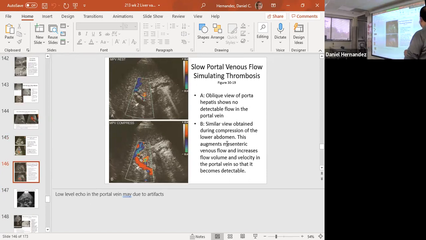So again, slow portal venous flow simulating thrombosis. So this is an oblique view of the porta hepatis showing no detectable flow. Similar view obtained during compression of the lower abdomen. So this augments the mesenteric venous flow and increases flow volume and velocity in the main portal vein so that it becomes detectable. Also mentioning that those low level echoes in the portal vein may be due to artifact as well. So you also don't want your gains set too high where you're creating those intraluminal echoes.